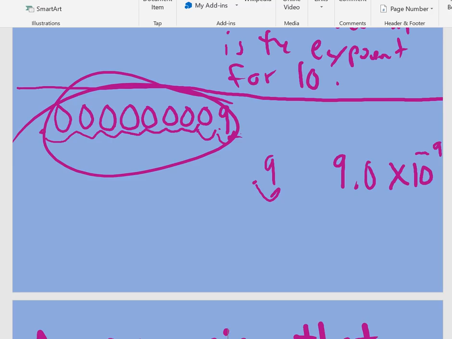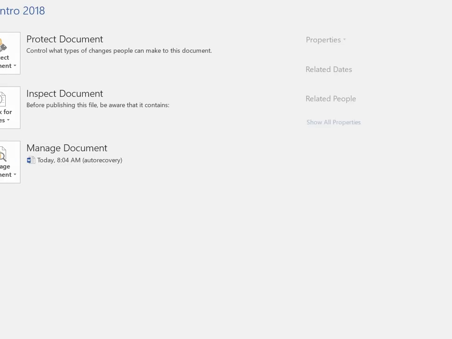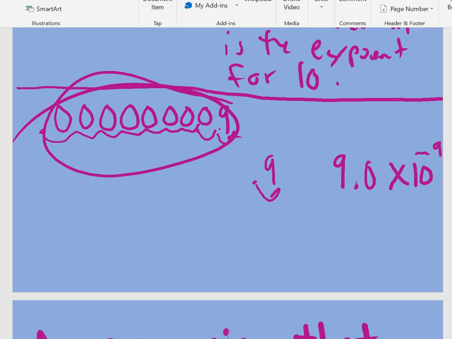I want to show y'all one more thing. Nope, that's not what I wanted. Let's see another page.